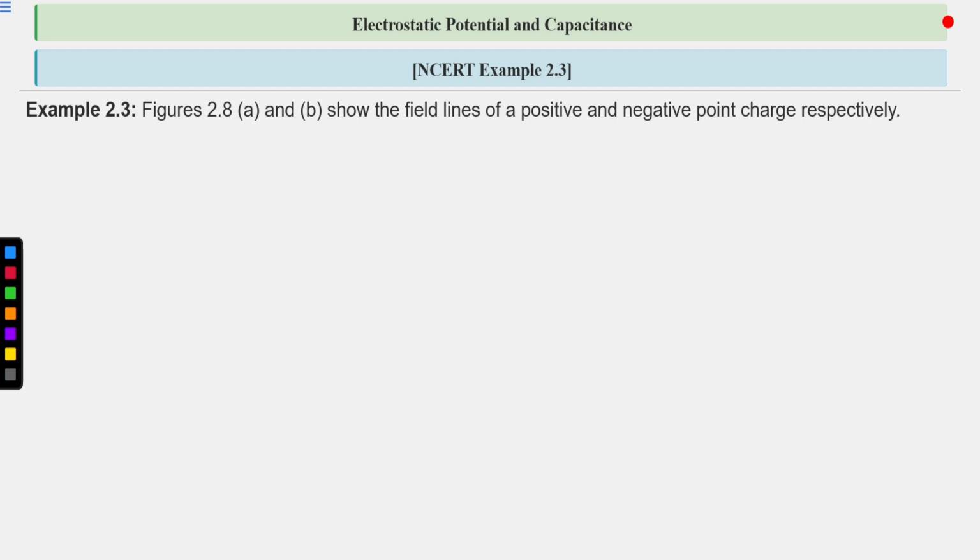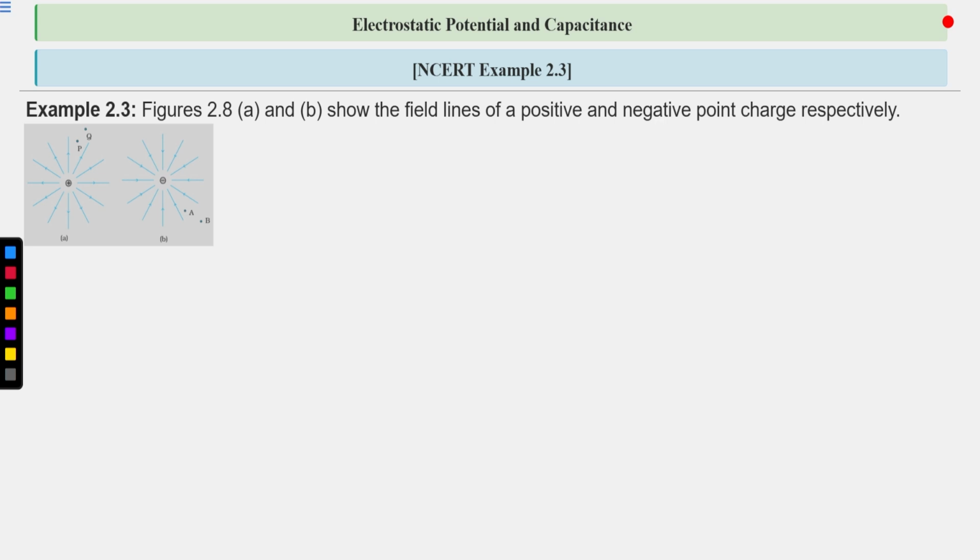Figure 2.8a and b show the field lines of a positive and negative point charge respectively. So these are two figures given. One is a positive charge and one is a negative charge. This is the electric field lines due to the positive charge. What is the configuration of electric field lines around a point charge? For a positive charge, it is radially outwards, and for a negative charge, it is radially inwards.